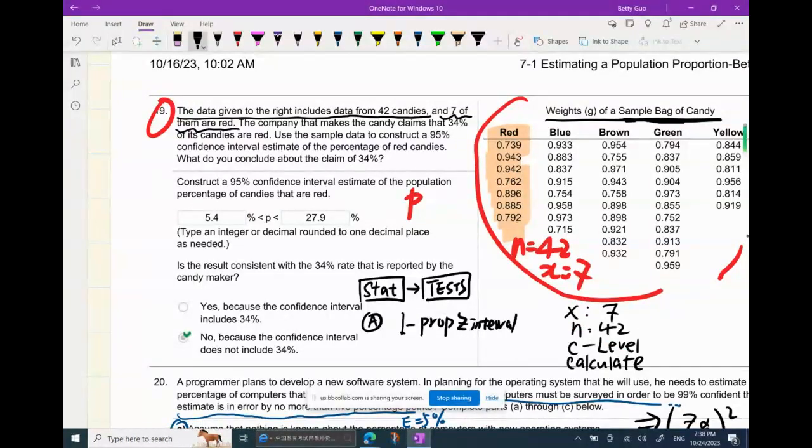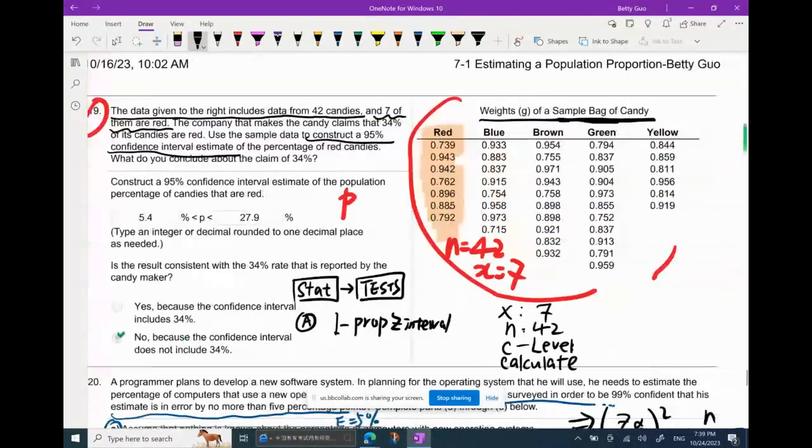And how do we enter the C-level, the confidence level? It is given by the question. It says construct a 95% confidence interval estimate of the percentage of red candies. So for C-level, we enter 0.95. Let's do that. Enter X, 7, enter N, 42, enter C-level, 0.95, and then calculate.